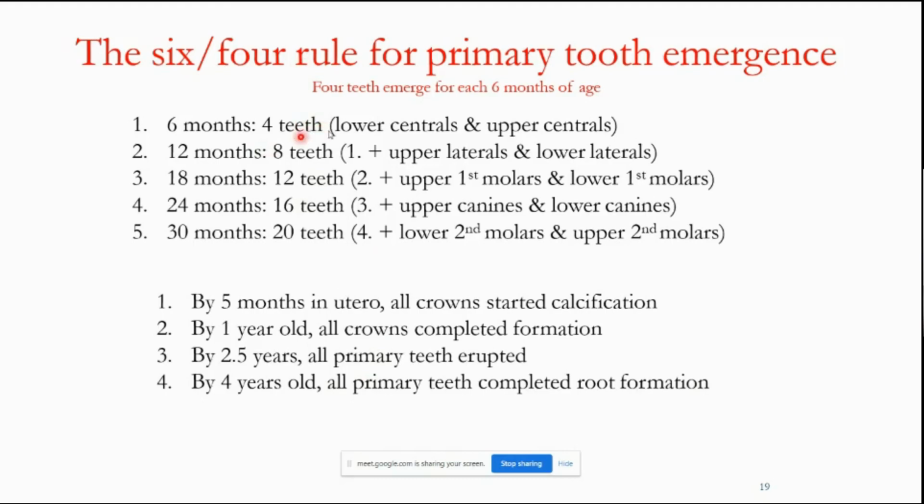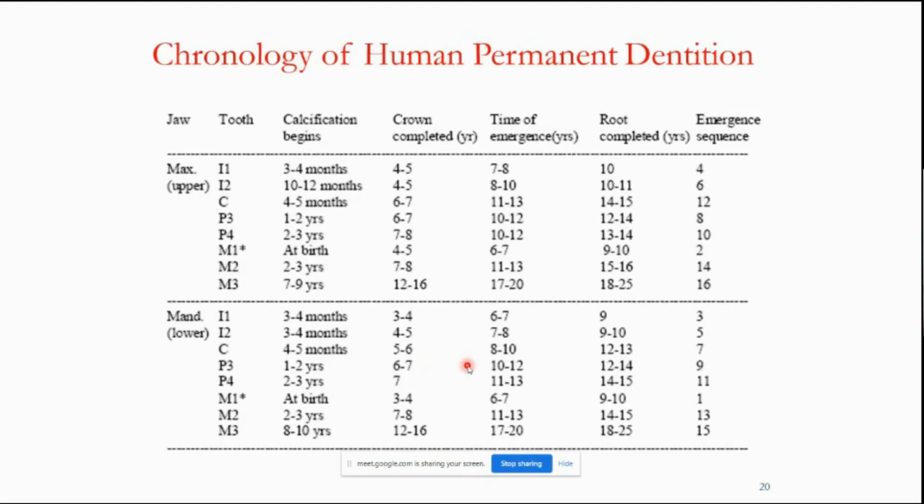Every 6 months, 4 teeth come out into the oral cavity. So that I've explained already. I'm not going to go back and say it again. And even this part we've finished, and we even did a question where by 2.5 years all primary teeth are erupted. So you have to know the chronology of the teeth, both primary and permanent.